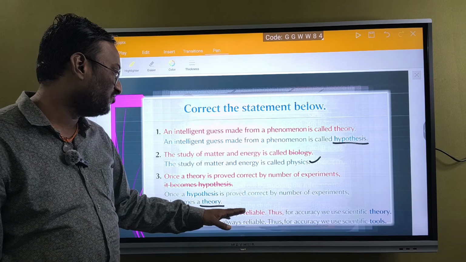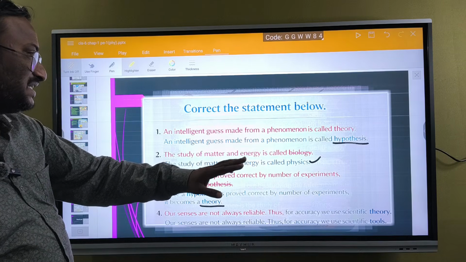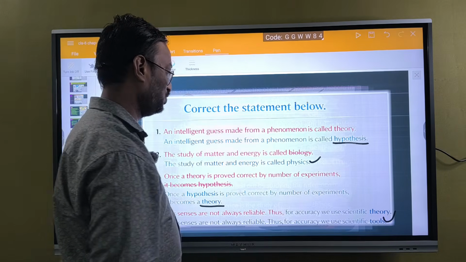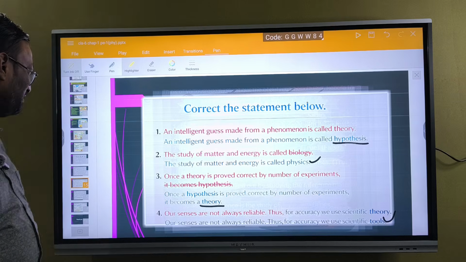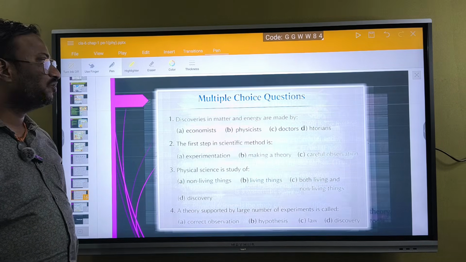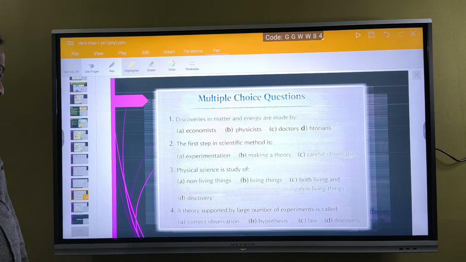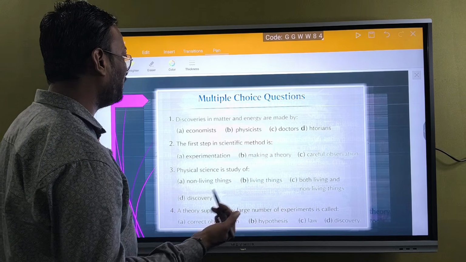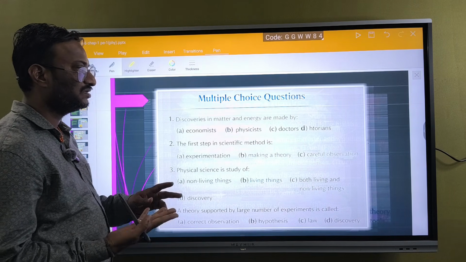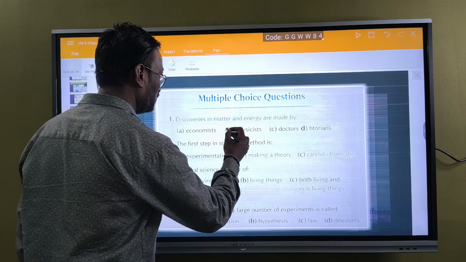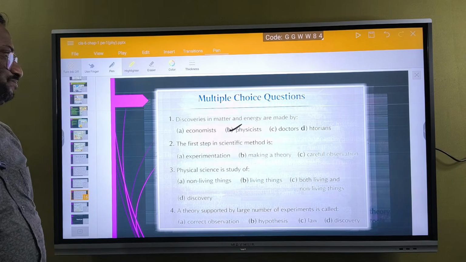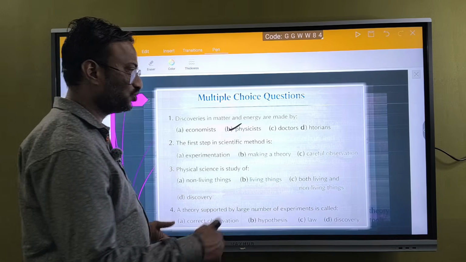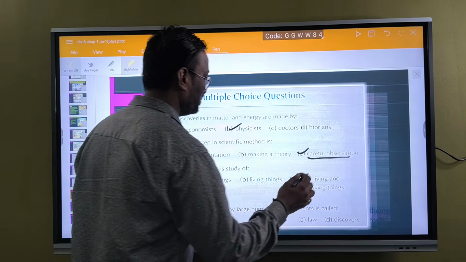Our senses are not always reliable, thus for accuracy we need scientific theory. Not scientific theory, we need scientific tools. Tools are required, as senses are not always reliable, right? And next we go for a few multiple choice questions here. We shall try to answer this. Discoveries in matter and energy are made by economists, physicists, doctors, historians. No, it's actually physicists.